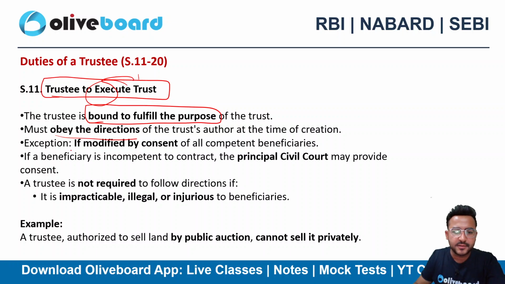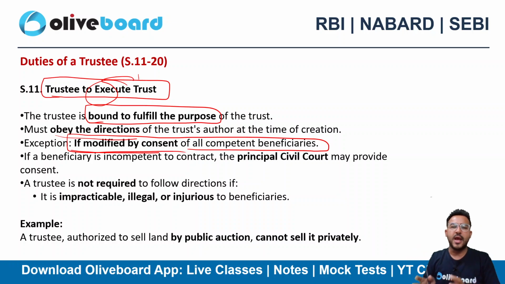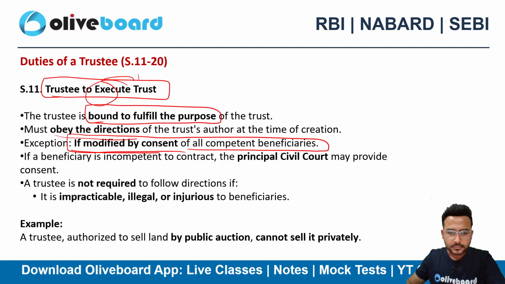Now there is an exception if modified by consent of all the competent beneficiaries. Sometimes, let's suppose we fixed a particular objective of a trust, right? Now all the beneficiaries have consented to modify the particular objective of the trust. That's also possible, right? The trustee is just the caretaker. He is not the owner of the asset. The real beneficiaries, we already know, are a particular group, who can definitely divert the purpose.